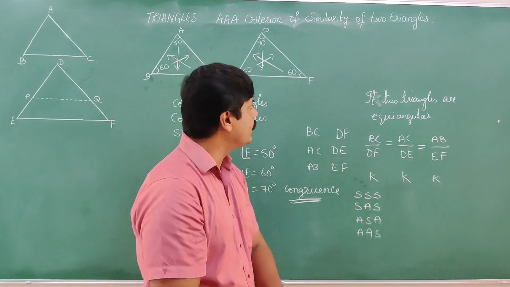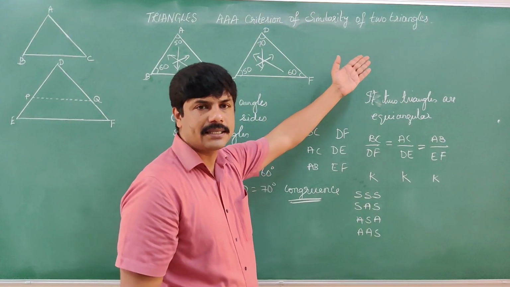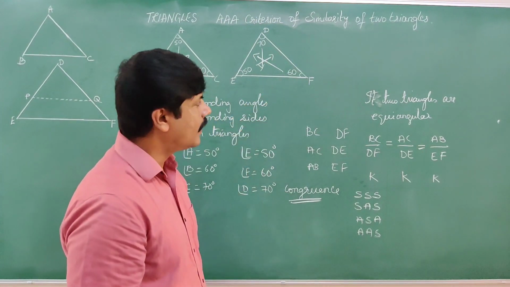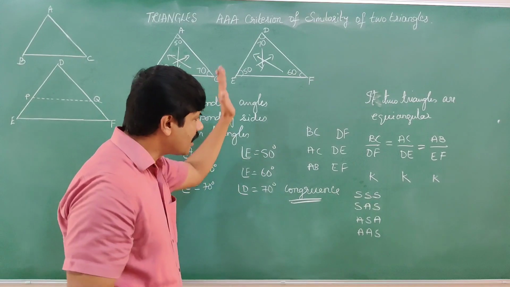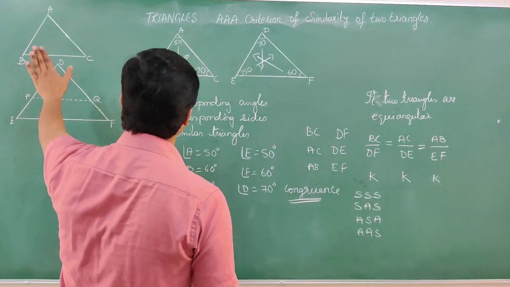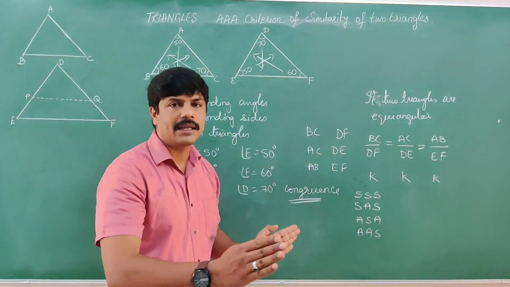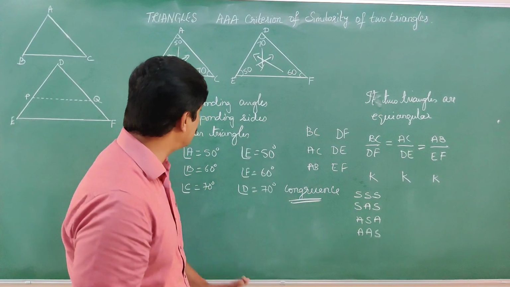If you know this, then AAA criterion of similarity of two triangles theorem we will take, and very easily we can prove. These are the requirements. Very important. If you know this, then you will understand what this theorem is and how to prove this theorem. Everything you will understand only if you know. What are the things you should know?